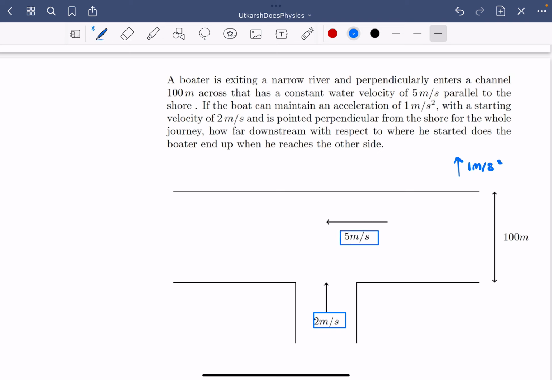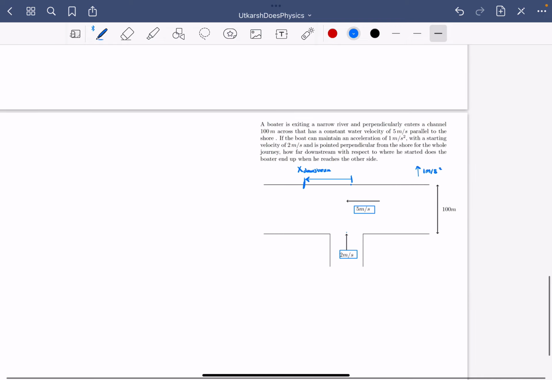So basically what we want to do is from our initial position of the boat, we want to figure out how far downstream the boat will hit the bank. We want to find this point, basically. So let's just call it x downstream. And that's what we want to find.